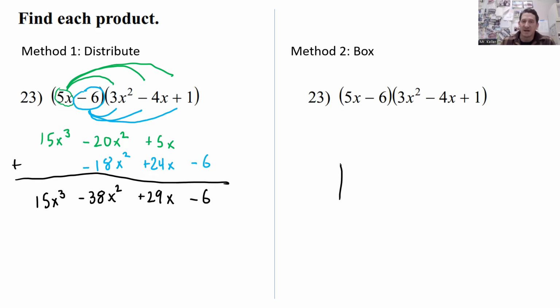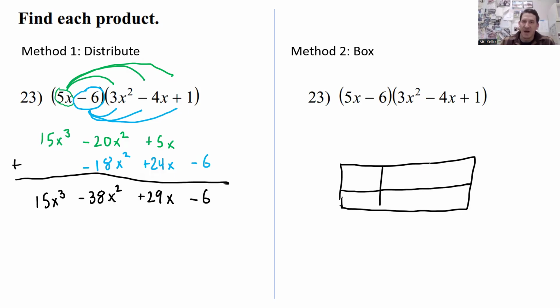Last one doing the box. So make your 2 by 3 box. The binomial, the two terms, go on the side here. 5x minus 6, so then you get 3x squared, a negative 4x, and then a positive 1. So 5x times 3x squared, that's 15x to the third. 5x times negative 4x is negative 20x squared, x times x is x squared. 5x times 1 is 5x.